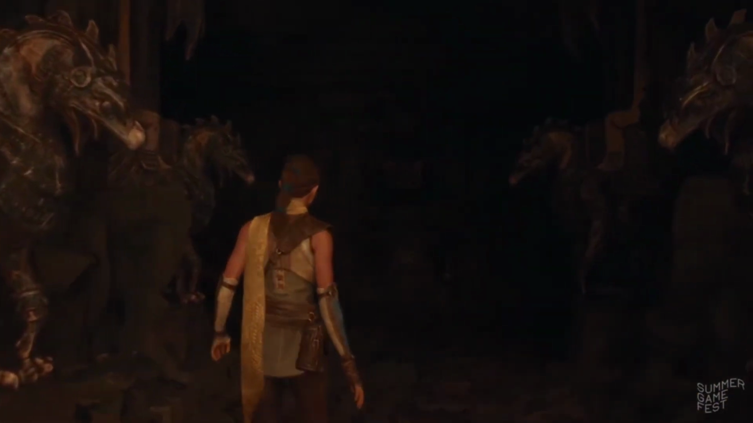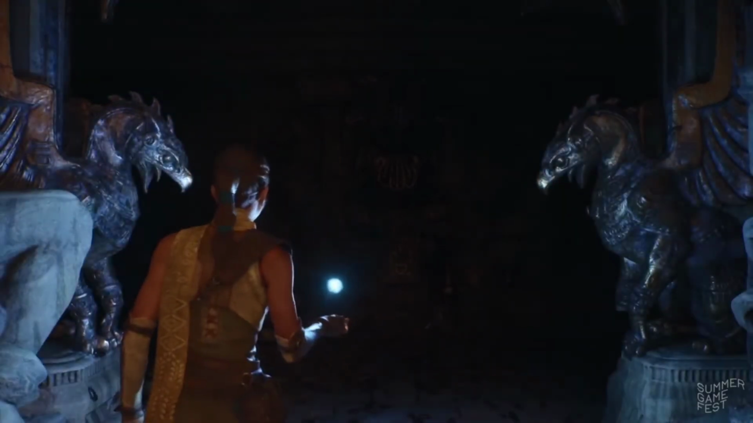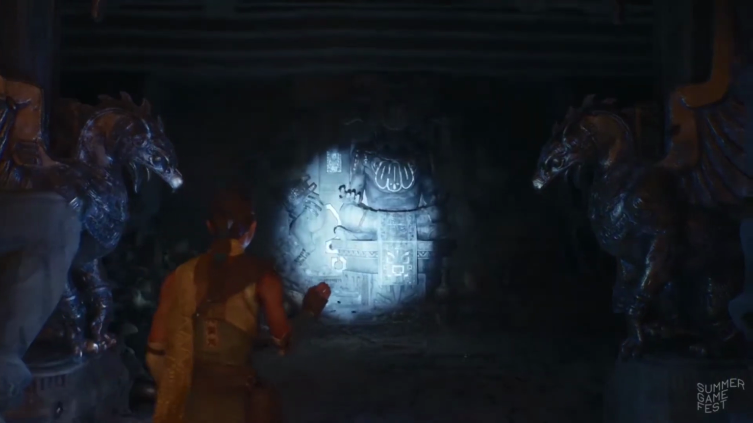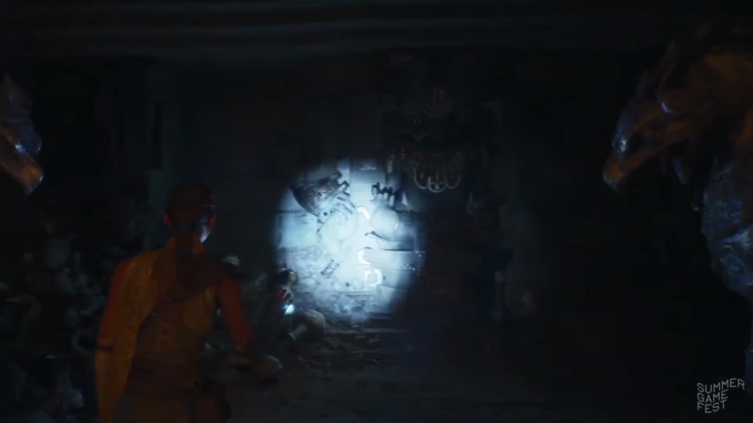Dynamic GI is amazing, not just for speeding up iteration, but also for its impact on gameplay. Any light source can move while still having beautiful bounce lighting.